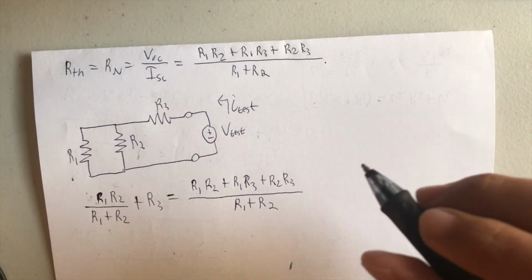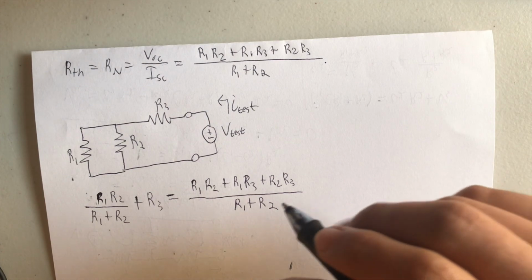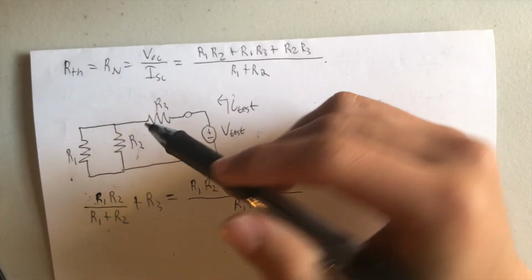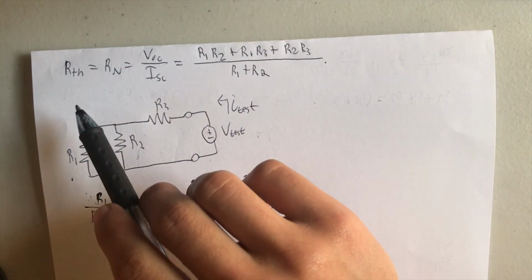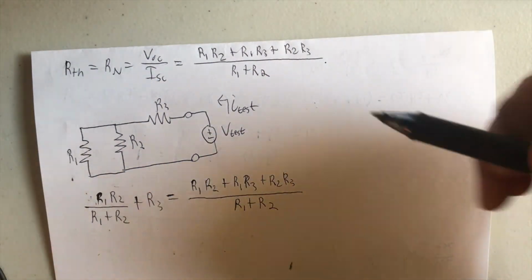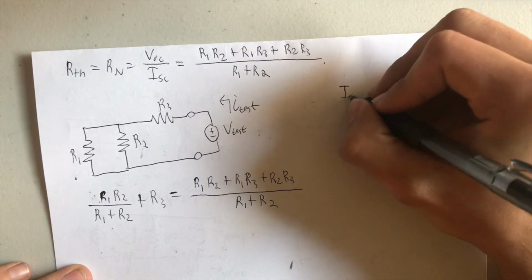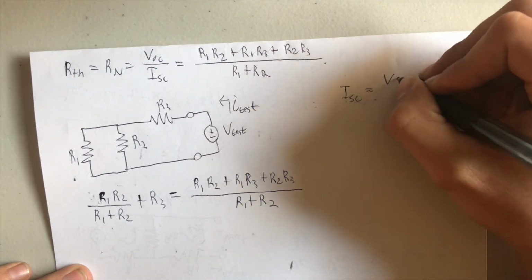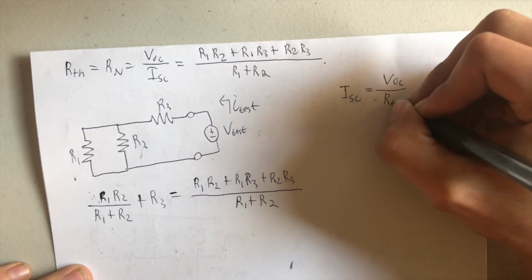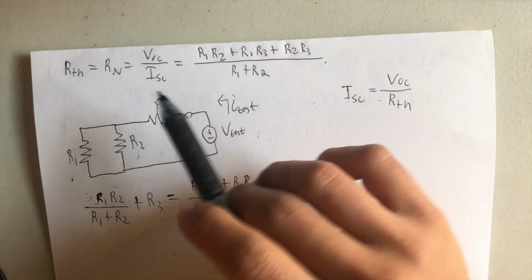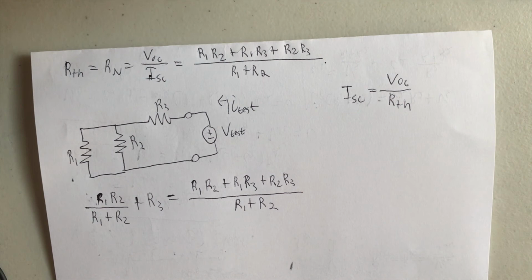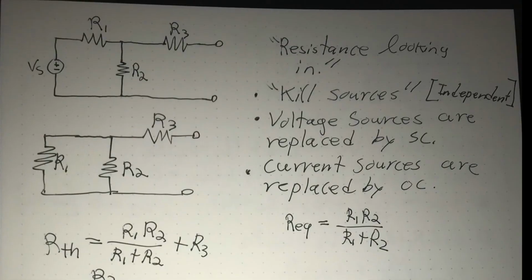In a lot of cases, it's actually simpler to find the short circuit current, or I Norton, by simply finding the open circuit voltage and the Thevenin resistance and just taking that ratio. Because if you notice, it was a lot harder to find the short circuit current than it was to find the open circuit voltage.